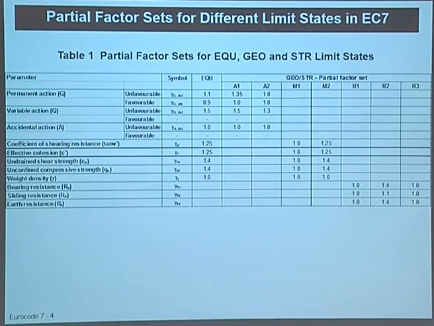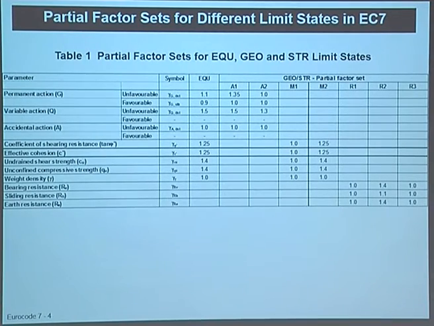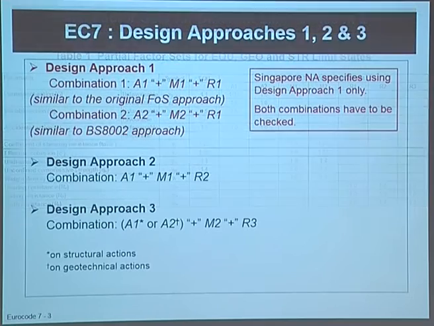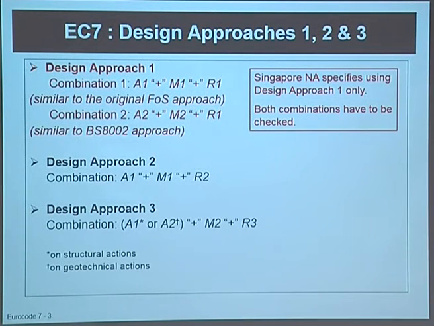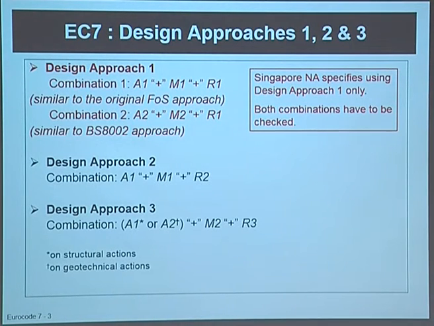If you look at this set of factors, this is really the BS 8002 factor. So basically you can use the M2 factor. You see the combinations they allow you to use: you can use design approach 1, which is A1 plus M1 plus R1, or design approach 2, which is A2 plus M2 plus R2, which is actually the BS 8002 approach. The A1, M1, R1 is actually your factor of safety approach.